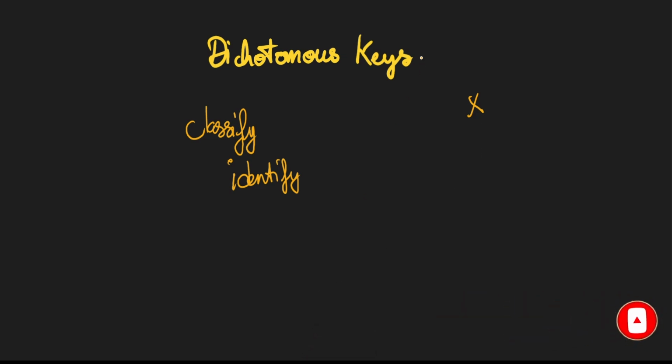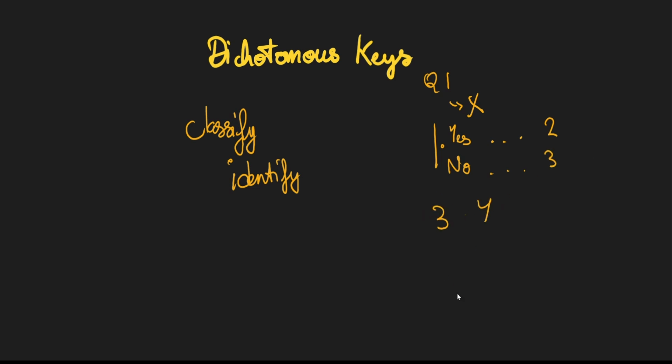you'll have a question, right? Question one talks about characteristic X, and then you have yes and no. And to the side of that, you will have something directing you. So yes, dot, dot, dot, go to 2, or no, dot, dot, dot, go to 3. Question 3 will ask about characteristic Y.